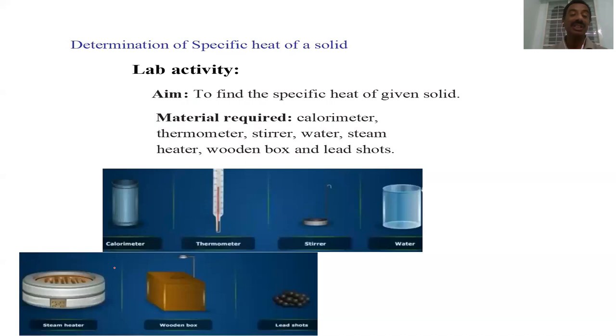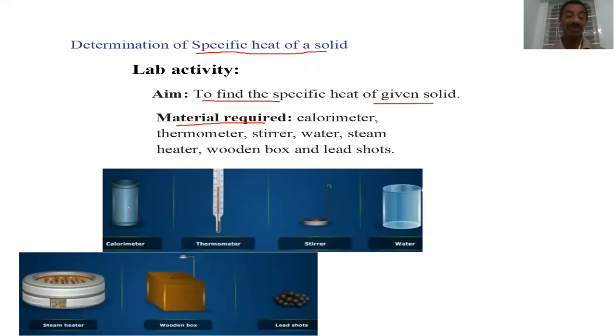Next, determination of specific heat of a solid. Determination of specific heat of a solid, this lab activity is a very important one. So the aim is to find the specific heat of the given solid. Then the materials required: what are the materials required to find the specific heat of a given solid? Most important here, there are 7 materials required.